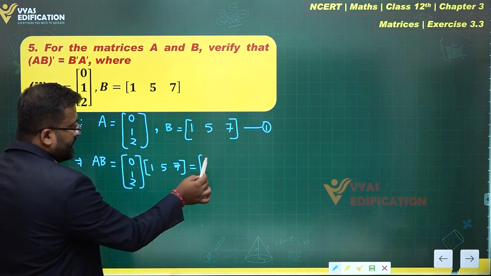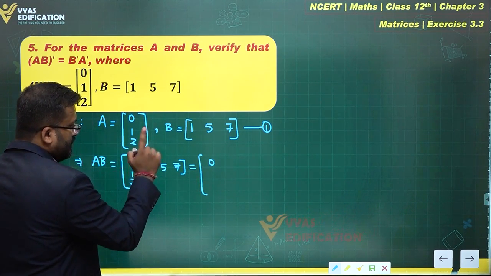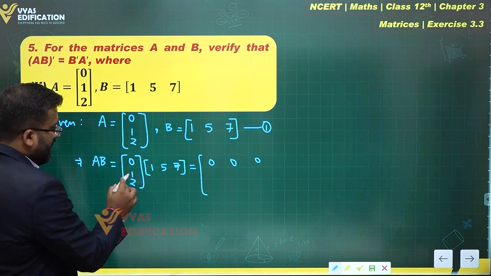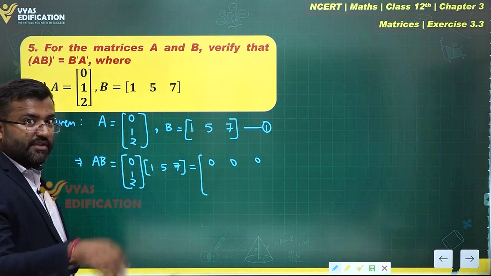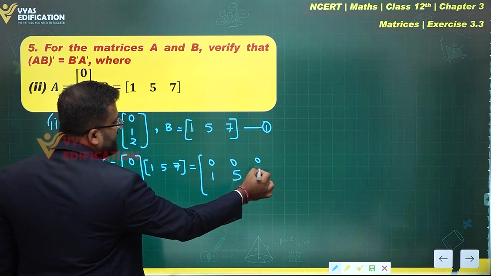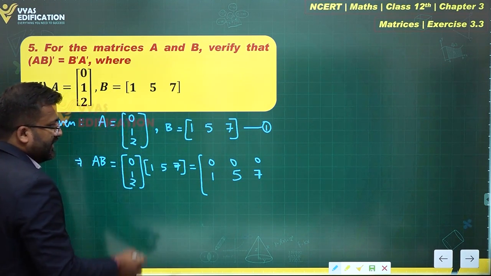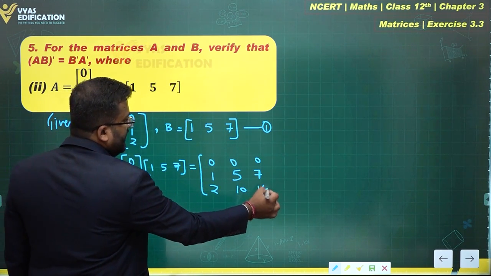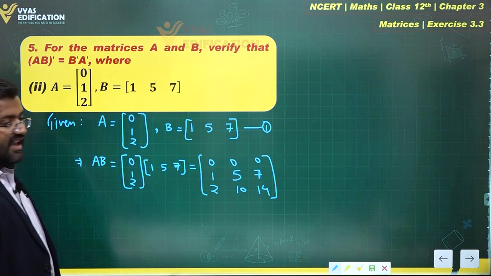First row gets multiplied with the first column to give us this. This is 0, the first row. Second column gives again 0. 0 times 7 is also 0. Second row with the first column, second column, third column will give us the second row. 1 times 1 is 1, 1 times 5 is 5, 1 times 7 is 7. Third row, 2 times 1 is 2, 2 times 5 is 10, 2 times 7 is 14. This is my matrix AB.